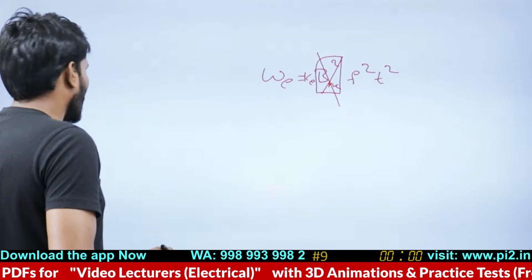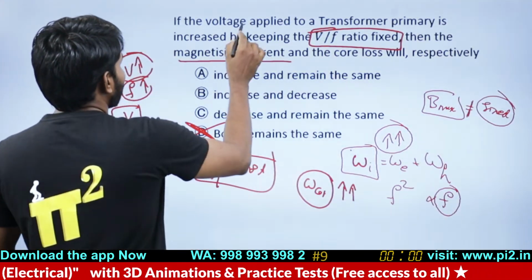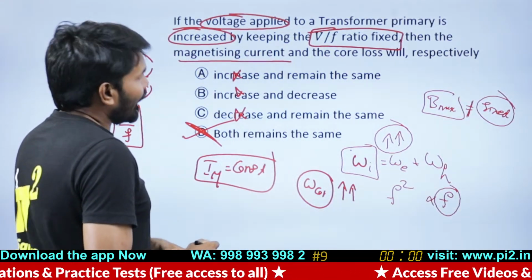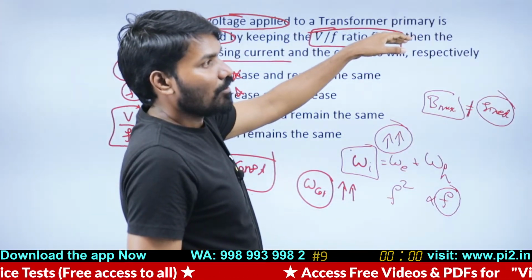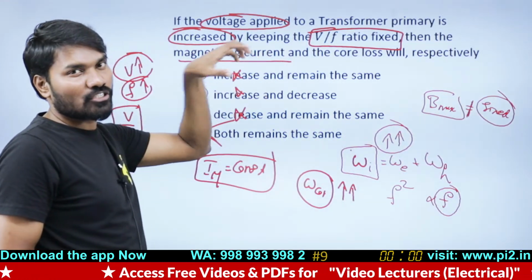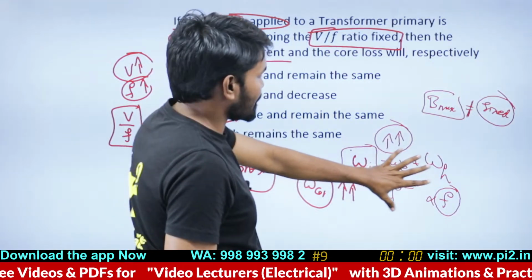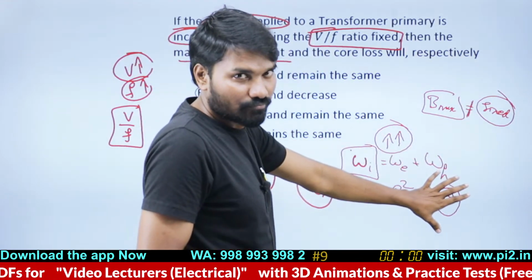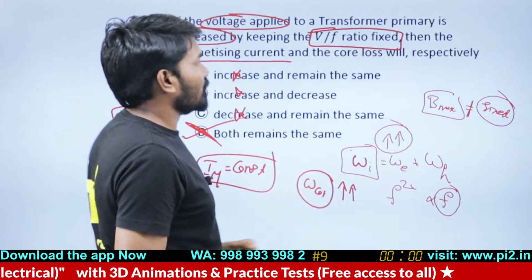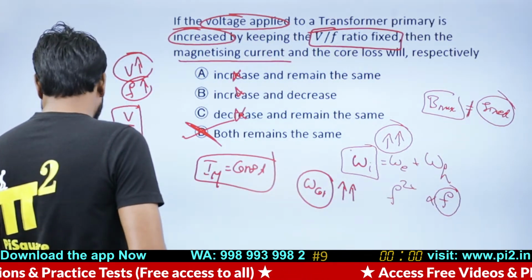Okay. So here, if the primary's voltage is increased and V by F is fixed, means frequency has to change proportionally, though it is not said frequency is changing, but the statement itself says frequency is changing. Of course, this is independent of voltage, that's true. But it has a dependency on frequency, and frequency is also changing. You have to take it because it is given V by F is fixed.